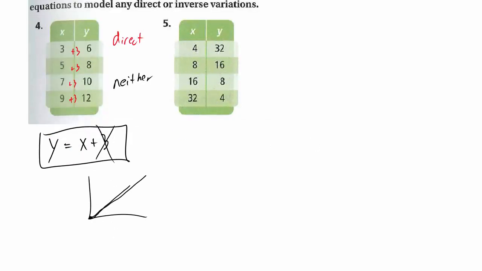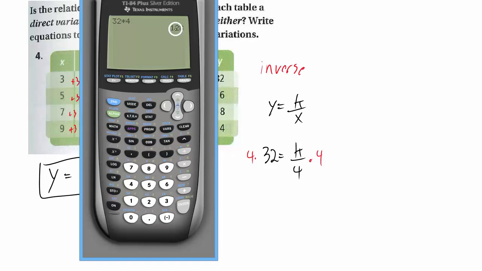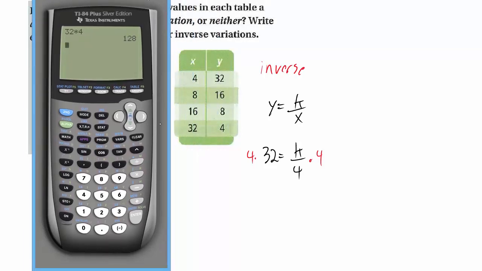This one, I see these are going up, this is going down, so that's probably a candidate for inverse, and I'm not sure if it works out yet, but let's check it. So if it's an inverse, I can write it in the form y equals k over x. 32 is my y, I don't know my k. Let me try an x value of 4, and solve for k by multiplying by 4 on both sides. If I do 32 times 4, 128 seems to be the k. Now I need to check if it works out for the other ones.